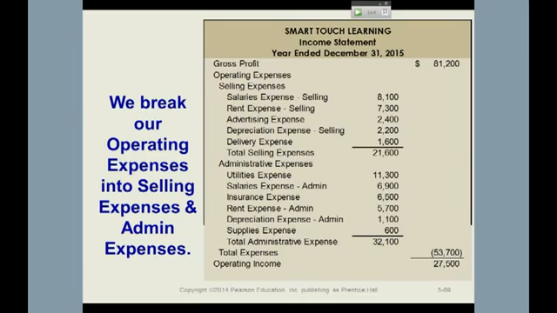We then break out the expenses by selling and administrative expenses. Again, I would look at my selling expenses and take a look at those. You've got rent on an office, right? Because rent could be administrative as well. So rent on a corporate headquarters could be administrative, but rent on a sales office will be a selling expense. So we break those out separately.